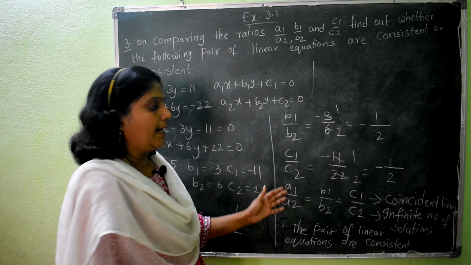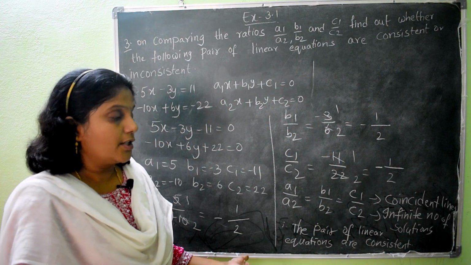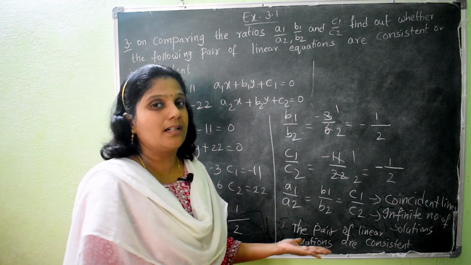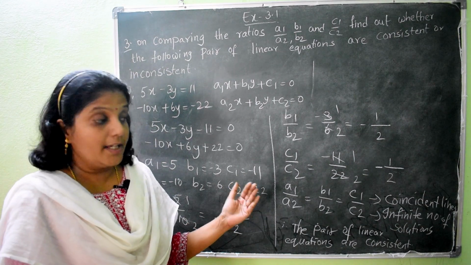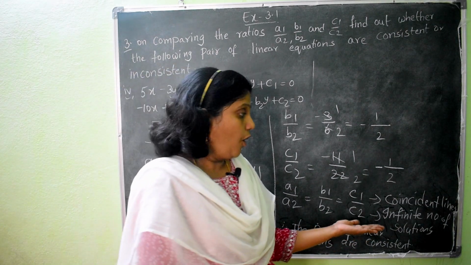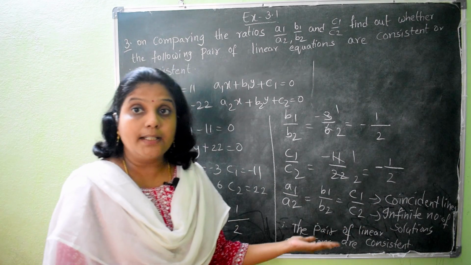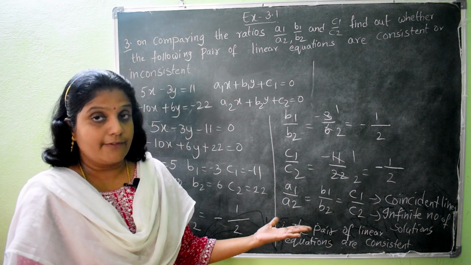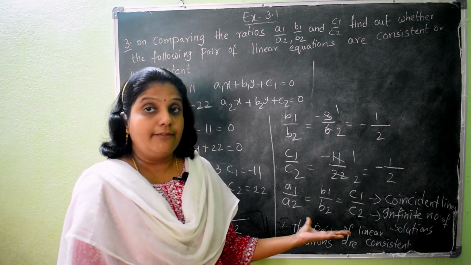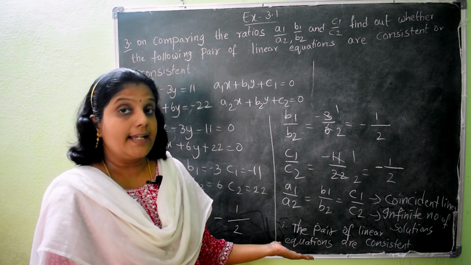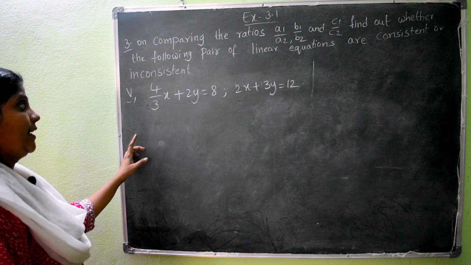Understood? Based on the conditions, we can say what kind of lines they are, whether they are parallel, coincident, or intersecting lines. Based on that, we can decide how many solutions will exist for that pair of linear equations. If a solution exists, we say the lines are consistent. If the solution does not exist, the lines are inconsistent. Okay. So next, fifth bit.